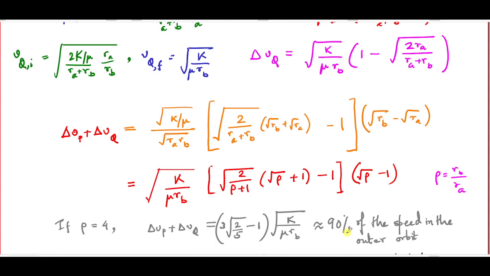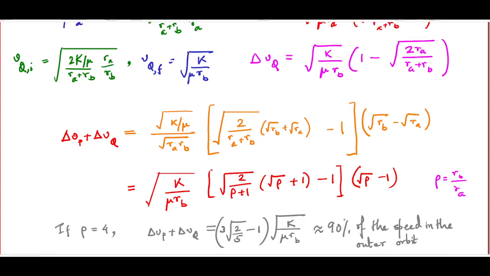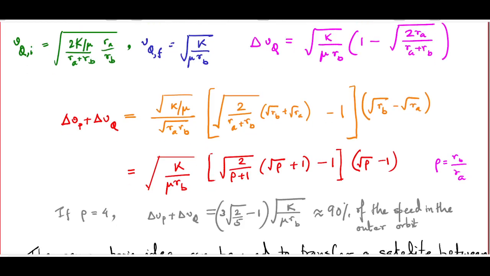Of course, if rho is much larger, the change in speed would also have to be larger. Indeed, if the outer orbit is large enough, then the change in speed required would be larger than the speed in the outer orbit.